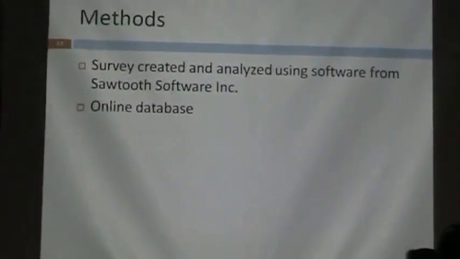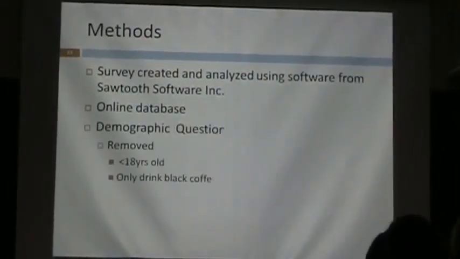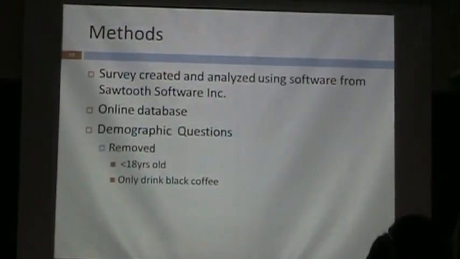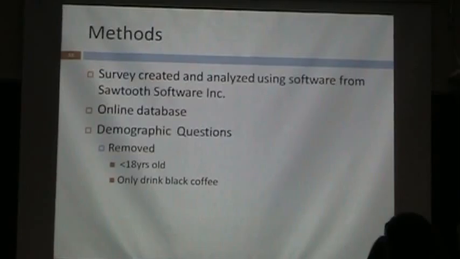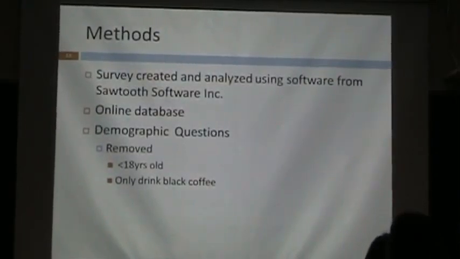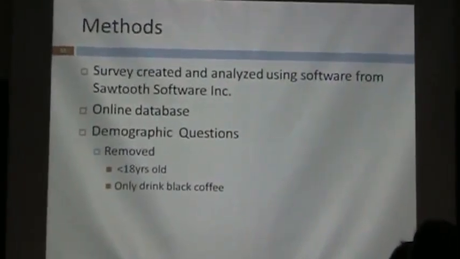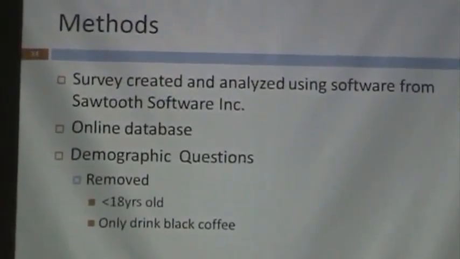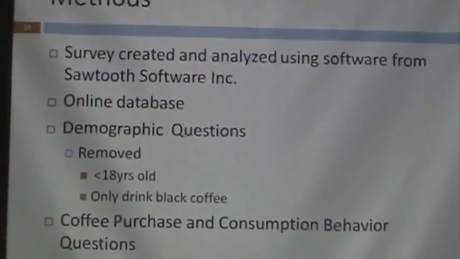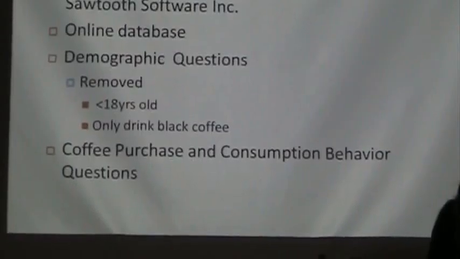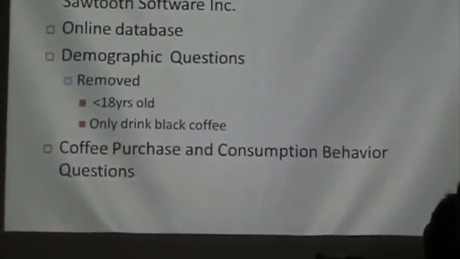So I created a survey using software from Sawtooth Software Inc. And I launched this online to a database of consumers. And I asked demographic questions first, just to get a general idea of my population. And I removed anybody under the age of 18, and I removed anybody who said they only drink black coffee, because they're not interested in lattes, because that has a lightener in it. So these are the 2 groups that I removed. And then I asked different coffee purchase and consumption behavior questions to help me tell the story of the conjoint data.